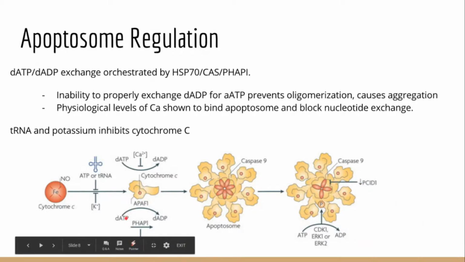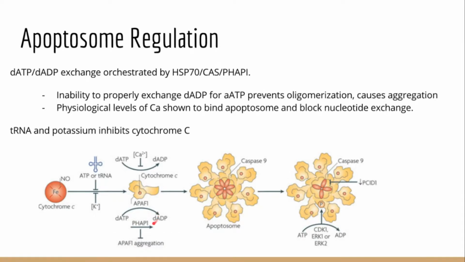The HSP70, Cas, PHAPI complex. And when a component of this complex is mutated or missing, the apoptosome fails to form and instead forms aggregates, and it forms a non-functional aggregate complex. So a protein like PHAPI has actually earned its name as a tumor suppressor because it facilitates the apoptosome's formation, and the loss of PHAPI would essentially allow cancer cells to avoid the intrinsic cell death pathway because the apoptosome won't be able to form, and Caspase-9 won't be able to be activated by the apoptosome.